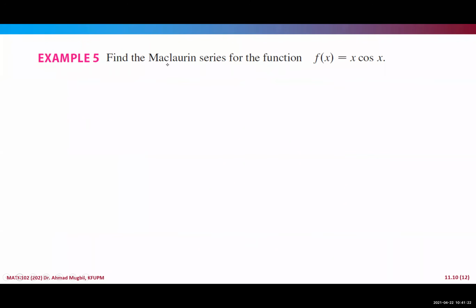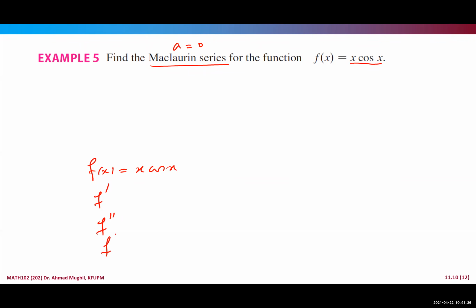Okay, find the Maclaurin series, again, when a is 0, the Taylor series at 0, for this function, x cosine x. Of course, you can find the first derivative, the second, the third, until you have the nth, and then evaluate at 0. But yeah, Shabab, this is going to be a long process. We can do something easier.